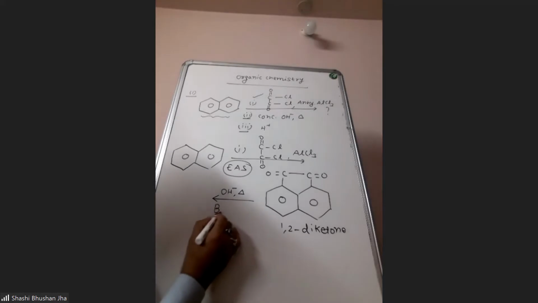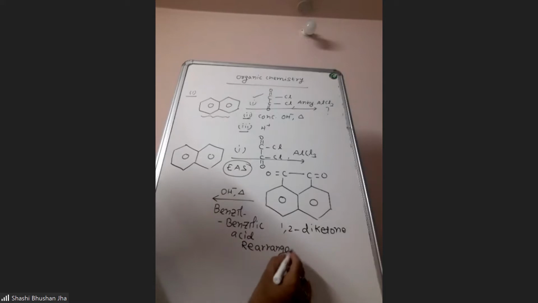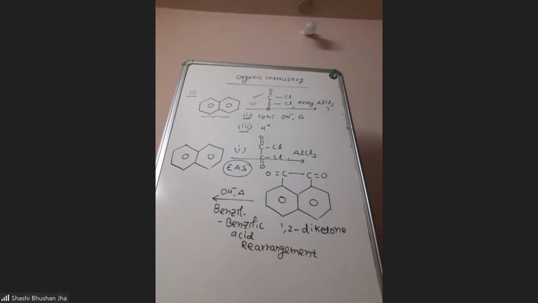Try to recall this reaction. Whenever a 1,2 diketone is heated with base, one name reaction known to you takes place, and that name reaction is called the benzylic acid rearrangement. So this benzylic acid rearrangement will take place now.